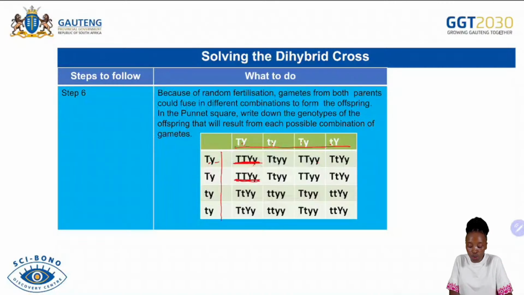Also this one is tall with yellow flowers, and so are the next ones, another tall with yellow flowers. So for the phenotype, we have 6 that are tall with yellow flowers.